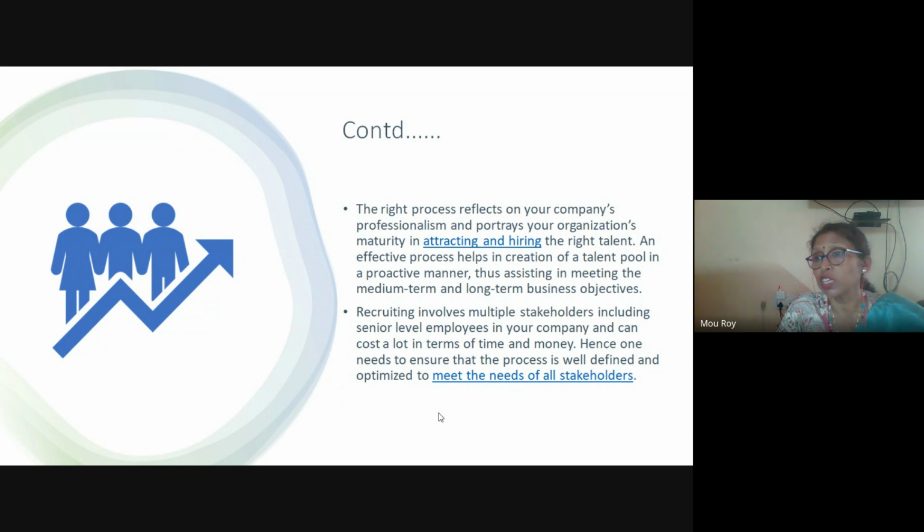Especially if you want to select for a university, because you are all students, in respect to how the university works, the head of the university is known as the vice chancellor. When a vice chancellor superannuates, a vacant position is created for the post of vice chancellor. So you have to find a senior level employee with that type of experience and qualifications. It costs a lot, not only in terms of time but also in terms of money. Hence one needs to ensure that this process is very well defined, optimized and customized in order to meet the needs of all the stakeholders.